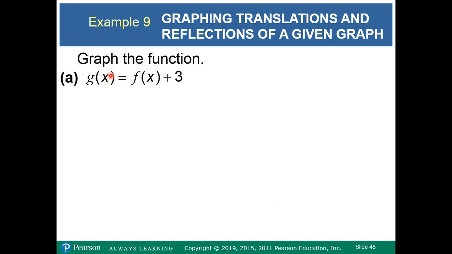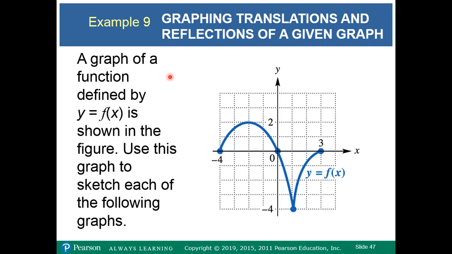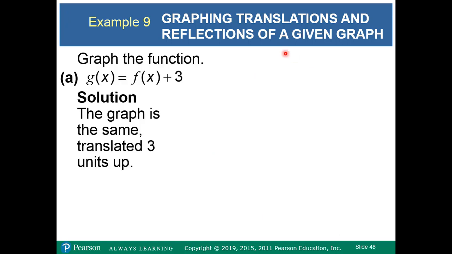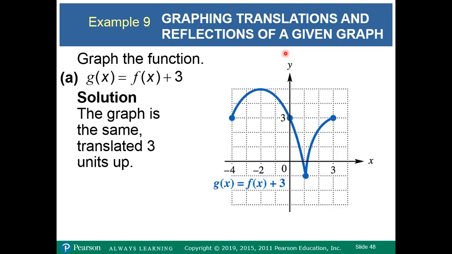Now what we're going to do is take g of x equals f of x plus 3. So what does this mean? We're going to take f of x and move it up 3 units. So this point is going to go to here. This point is going to go up here. This point is going to go up here, and so on, right? So all these points are moving up 3 units. And so we get something like this.